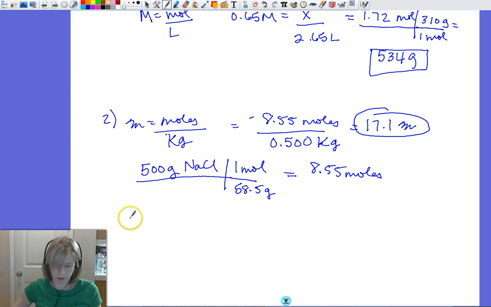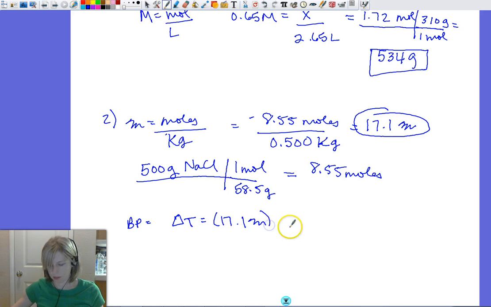Now, the next part is it says it wants to know the boiling point and the freezing point. So for boiling point, we have delta T equals our molality, which we solved for. And then for water, we have 0.512, and that's going to be degrees Celsius per molality. And it's from the table or your book, and that's going to give us 8.76 degrees Celsius.